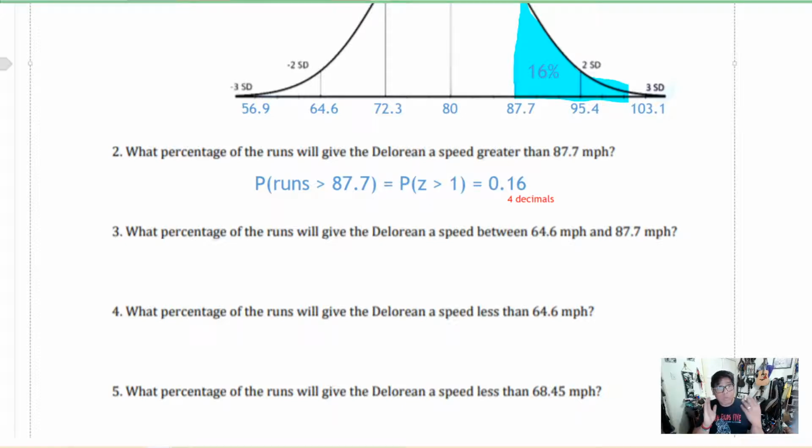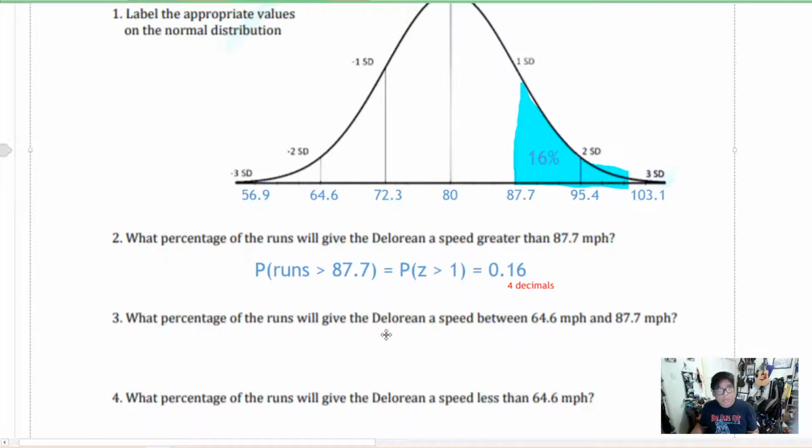And that's how we do our very first area. We did that all using the 68, 95, 99.7 rule. In fact, we only used the 68 part of the 68, 95, 99.7 rule. Okay, next, let's figure out the proportion or the percentage of runs that will give the DeLorean a speed of between 64.6 and 87.7.